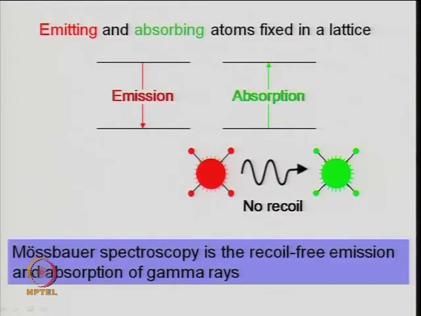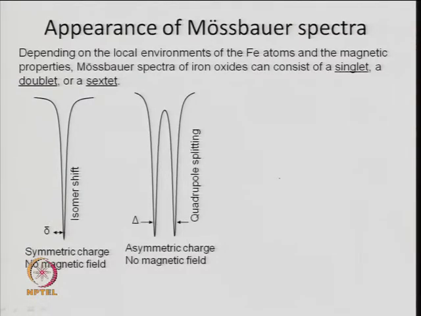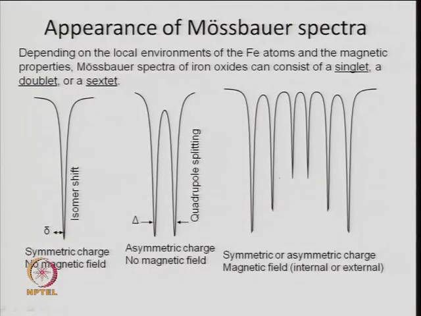So, Mossbauer spectroscopy is the recoil-free emission and absorption of gamma rays. Just quickly, I will show you what kind of structures you can get and compare, because it is a kind of energy shift when some absorption is taking place. Depending upon the local environment of the iron atom and the magnetic properties, the Mossbauer spectra of iron oxide can consist of a singlet, a doublet or a sextet.